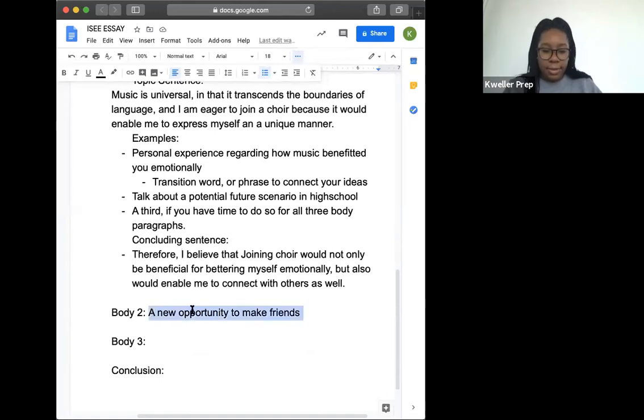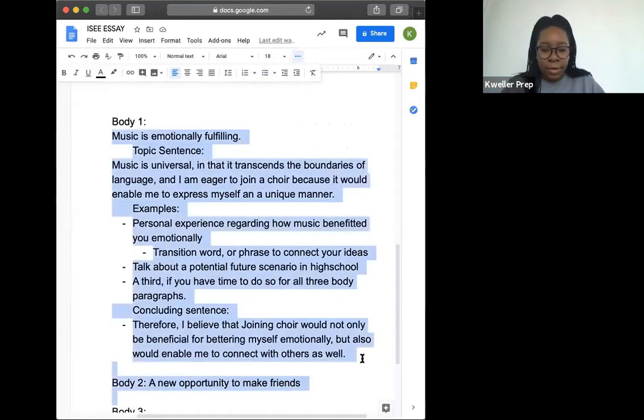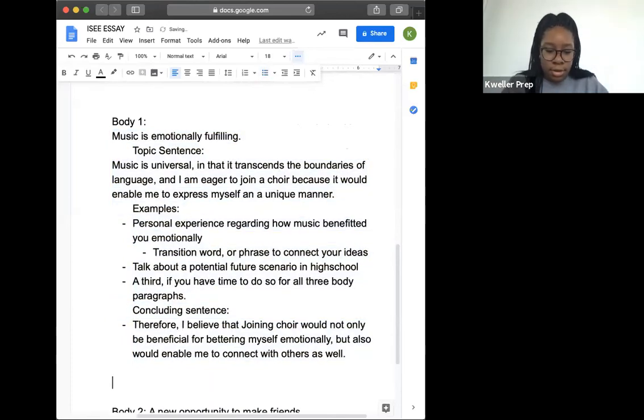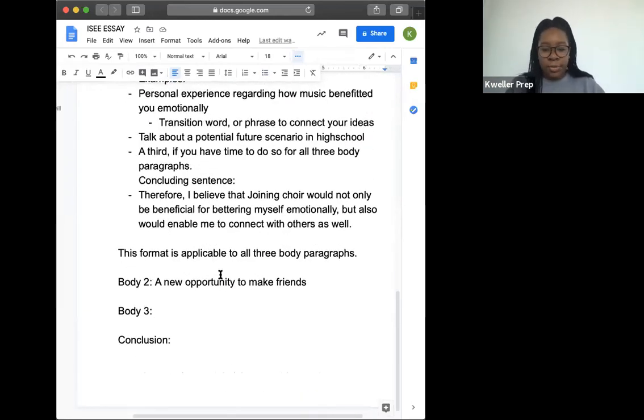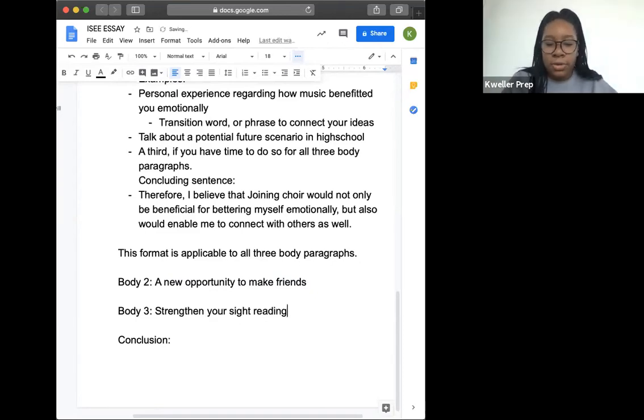And so for your next body paragraph, you would do the same thing, and so on and so forth. So really, this format is applicable to all three body paragraphs. Okay, and you would do this for all three. And then I guess for the third one, you have music is emotionally fulfilling, a new opportunity to make new friends, and also to strengthen your sight reading, which is a musical term, sight reading and music.